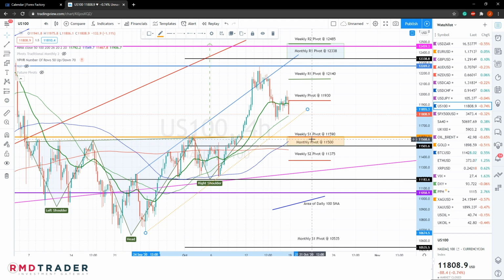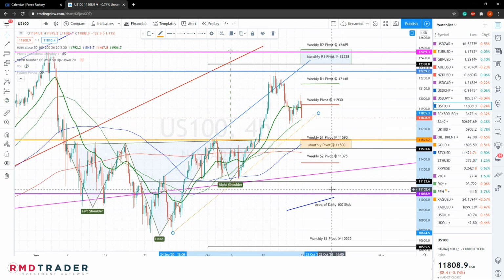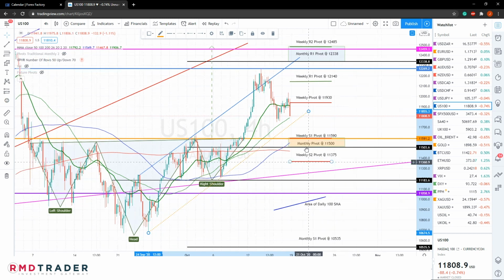And if that were to break, we can see there are some additional areas of support, and that could perhaps all culminate in a retest of this area at about 11,060, which is perhaps where it will meet up with the 100 daily SMA, which I have projected here on the 4-hour for you guys.